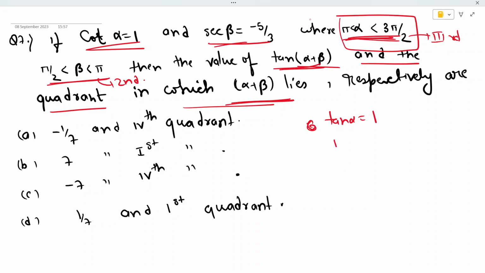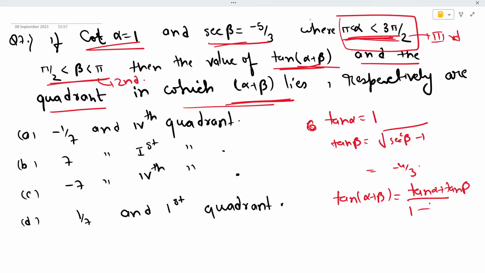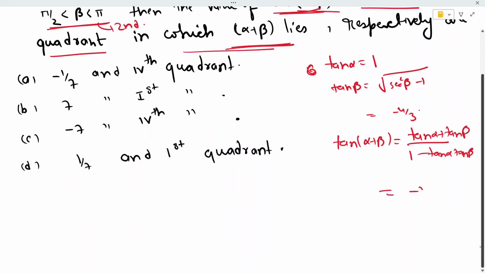We know the value of sec beta. So tan beta is equal to root under sec square beta minus 1. Okay. Sec square beta minus 1, so this will equal minus 4 by 3. Now, tan alpha plus beta, calculate with the formula. We know that it is tan alpha plus tan beta over 1 minus tan alpha tan beta. Okay. So when you substitute, you get minus 1 by 7.